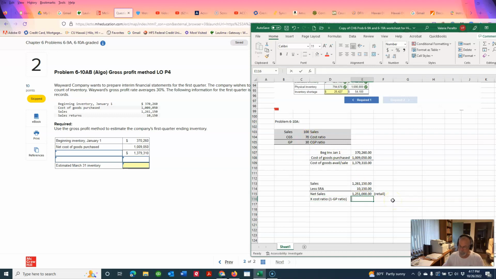And so let's take our net sales and multiply by .70. And so that gives us our estimated cost of goods sold on our actual retail sales. Okay? Estimated cost of goods sold based on 70% on our actual net sales at retail. So this gives us estimated cost of goods sold.